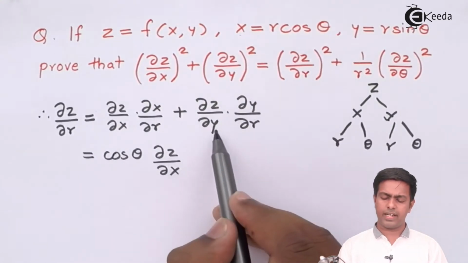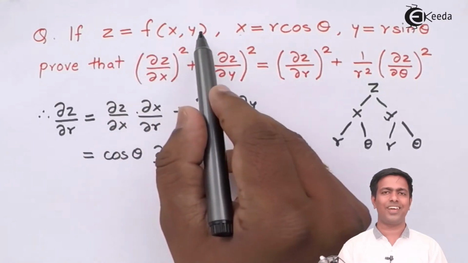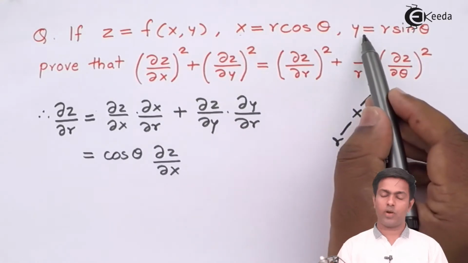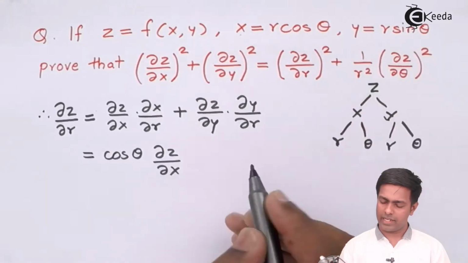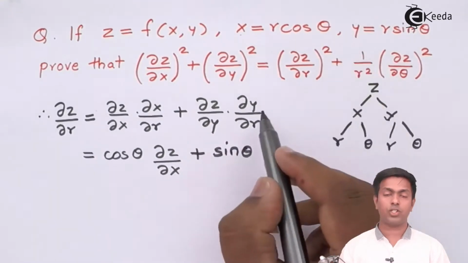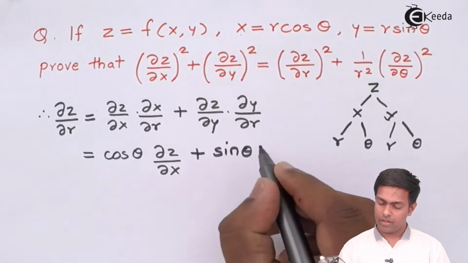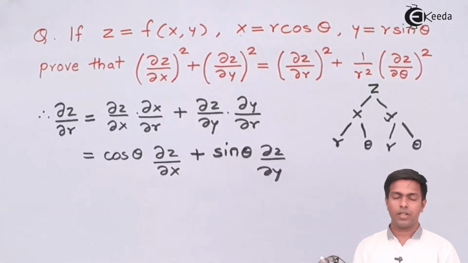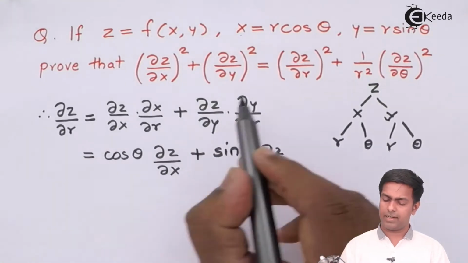Next, we have to find del y by del r. Now again del z by del y is not possible because z is not defined. We'll find the value of del y by del r. So we'll differentiate y with respect to r partially. So sin theta is constant and will remain as it is, and the differentiation of r with respect to r is 1. So this del z by del y term will remain as it is. So guys, this is the value of del z by del r.